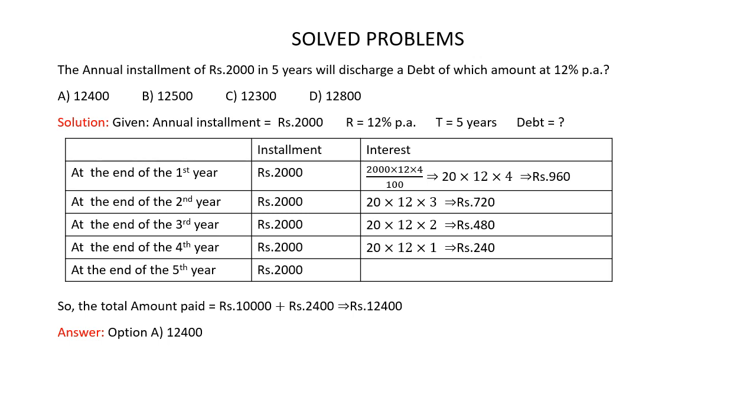Now the total amount paid here is 2,000 plus 2,000 plus 2,000 plus 2,000 plus 2,000, which is 10,000, plus 960 plus 720 plus 480 plus 240, which is 2,400. So the total amount paid is rupees 10,000 plus rupees 2,400, which is nothing but rupees 12,400. So the debt is rupees 12,400. Correct answer is option A, 12,400.